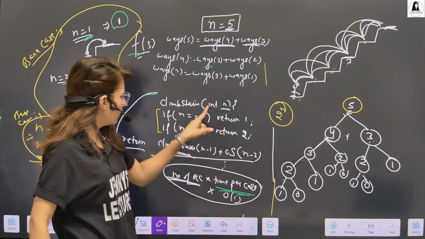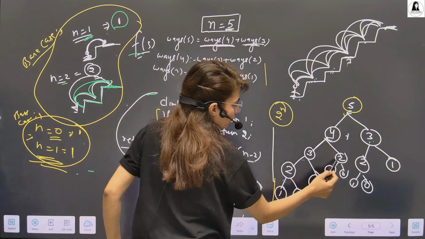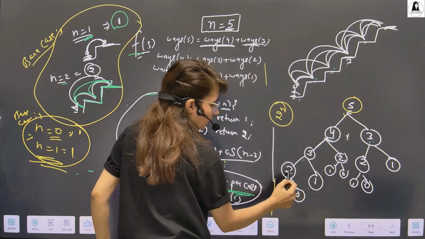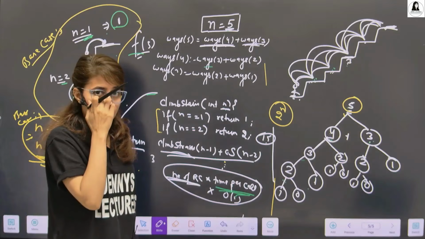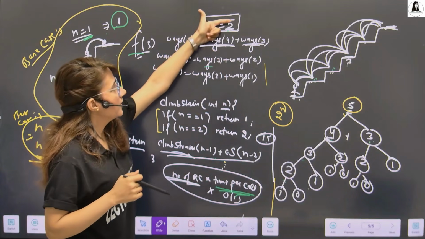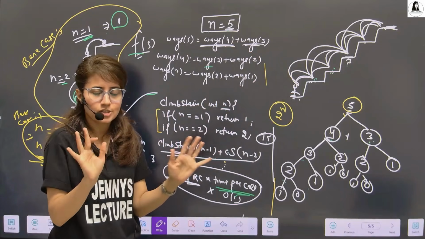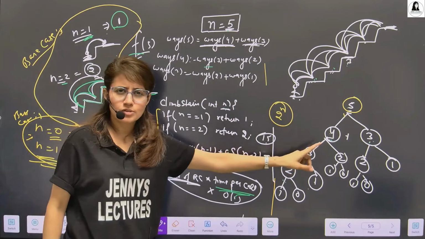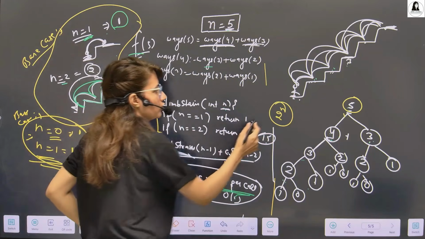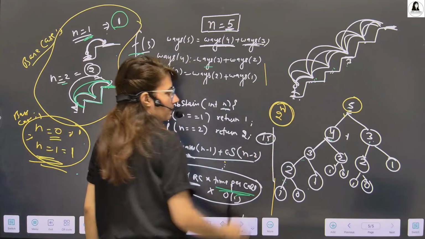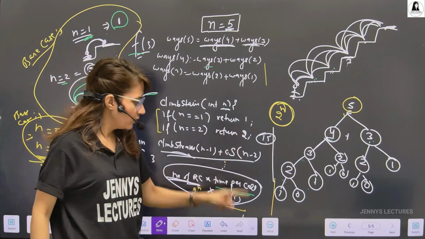How many recursive calls are there for n equal to 5? For 5: 1, 2, 3, 4, 5, 6, 7, 8, 9, 10, 11, 12, 13, 14, 15. So 15. When it will be 6, 7, 8, 9, 10, it will be exponential. You can check this and draw this tree for n equal to 6, 7, 8, 9, 10. So it will be almost 2 raised to power n. So the total time complexity will be 2 raised to power n.